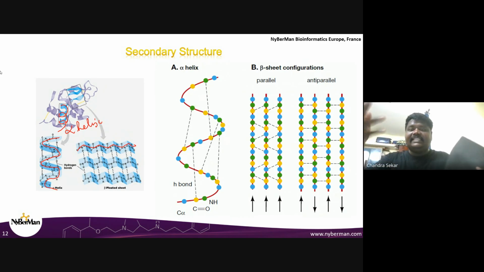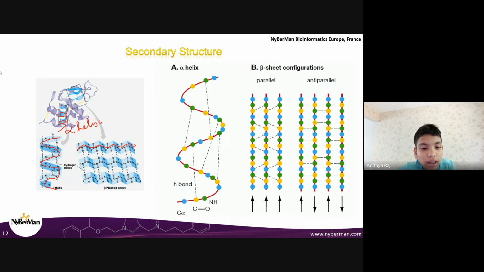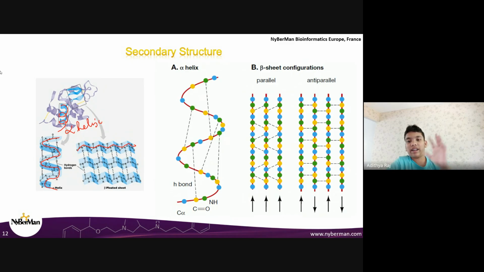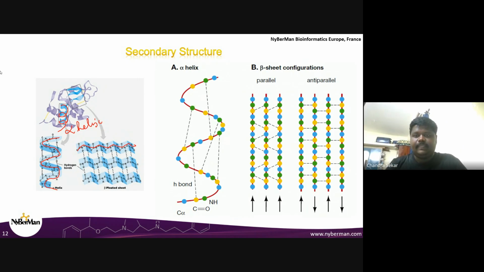Your mom might wear saris. She will have a lot of pleats, correct? She will fold the sari. That's called pleats. Pleat is like folding like this. So it is pleated sheets, beta pleated sheets. Sorry for my writing. Beta pleated sheets. Technically speaking, alpha helixes will have intramolecular hydrogen bonds.